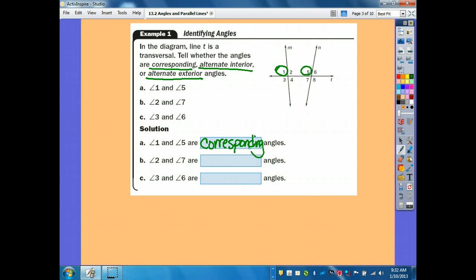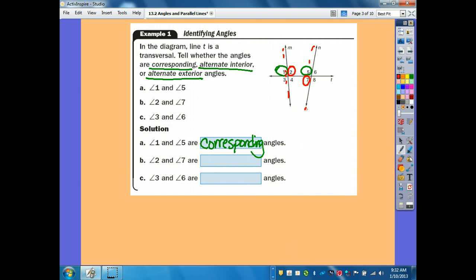All right, how about B, 2 and 7? We have the 2 and we have the 7. If I were to slide them over, do they match up? No, so we know they are not corresponding. So that leaves us: are they alternate interior or alternate exterior? Interior. They are interior because they are on the insides of these two lines.